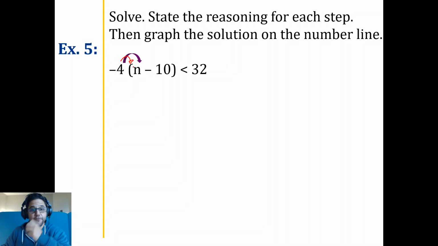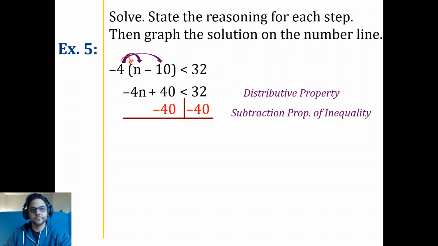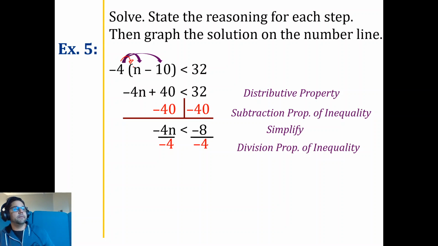Silly, Mr. Murillo. Again, negative 4 times n is negative 4n. Negative 4 times negative 10 is positive 40. Again, that is called our distributive property. This time, instead of adding 40, I'm going to subtract 40 on both sides. So that's going to give me negative 4n is less than negative 8. I'm still going to divide again. And since I'm dividing, though, we got to be very careful to reverse the inequality sign. So that would be n is greater than 2.